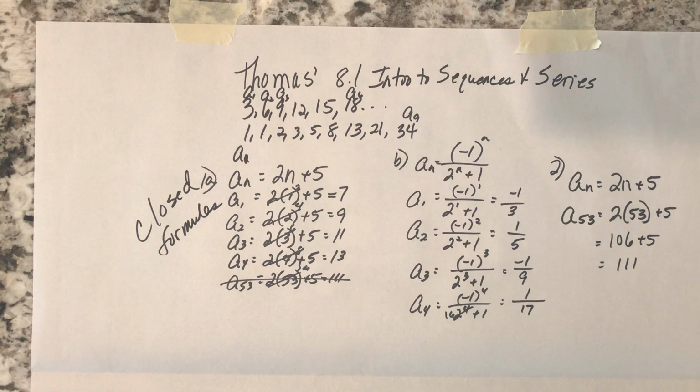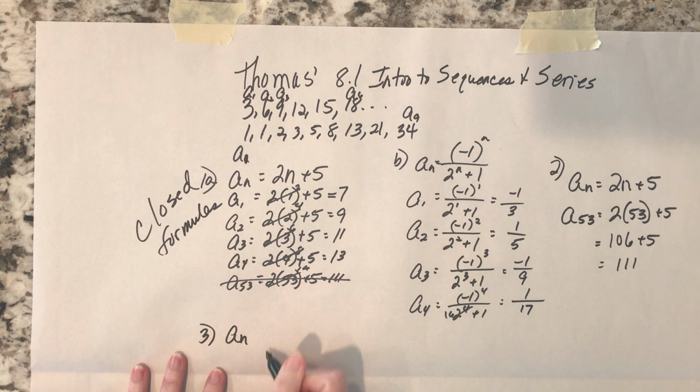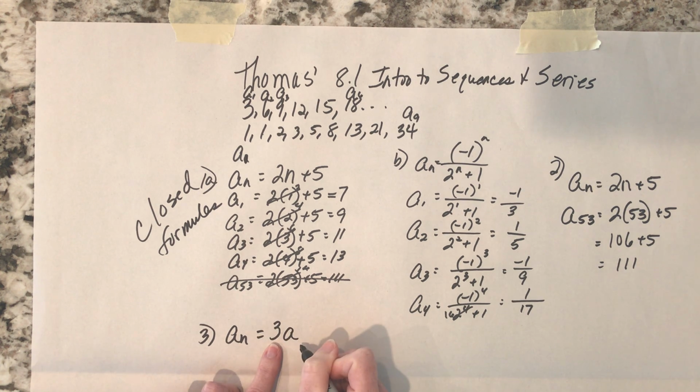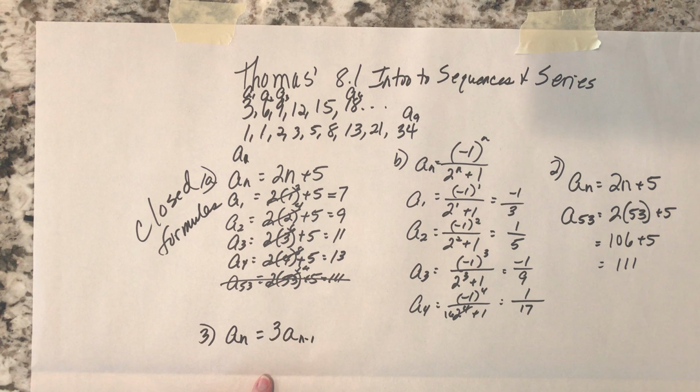Let's look at number 3. Those are recursive formulas. Recursion is a little bit different, a little bit funkier. Let's look first at the formula. A sub n, in order to get a term, what you're going to have to do is multiply 3 times a sub n minus 1. Like if we were looking for the 10th term, 10 minus 1 is 9. We'd have to know the 9th term to plug that in. So in order to get a sub 10, we'd have to know the 9th term. We can't just plug it in. We've got to know what that term was.